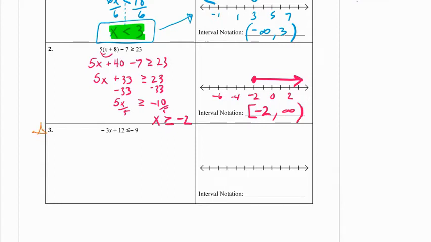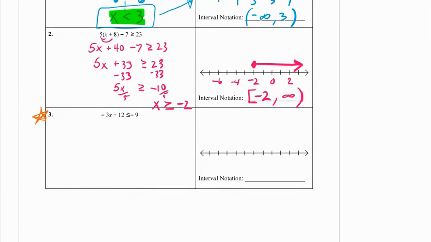All right, number 3, I would put a star next to because this is like our special case when we're solving inequalities. The last step, there's something strange that happens. So we start the same way that we normally would. We subtract 12 on both sides, and we're left with -3x is less than or equal to -21. And then we're going to need to divide, but we need to divide by the same term that x is being multiplied by. And so we need to divide by a -3.